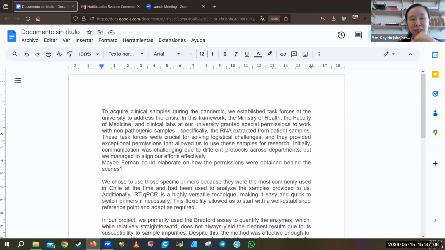So is anyone following up with this work and continuing this research? Do you know? Maybe Fernán can help me with that. Yes. But we still are using those enzymes in our course. But I know that actually there is nobody working on something bigger than that. But maybe Fernán can help me.